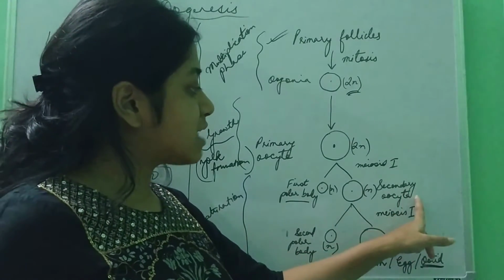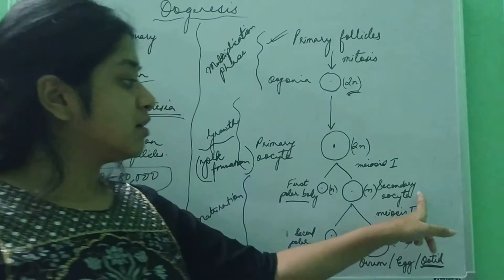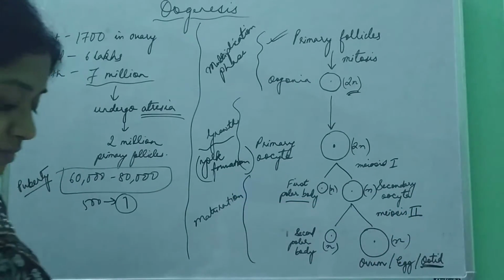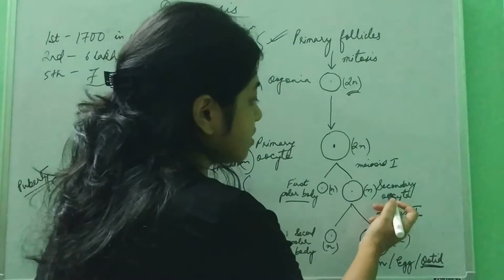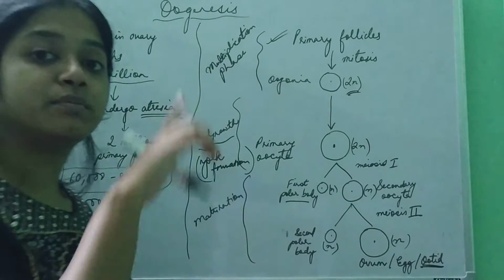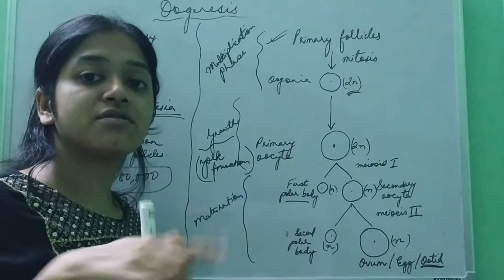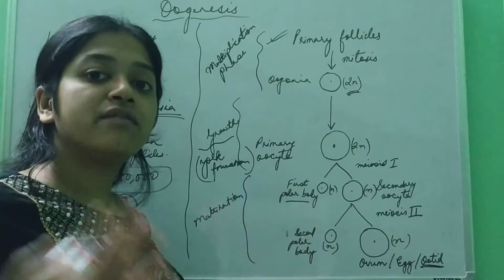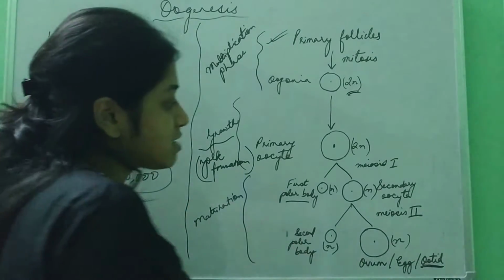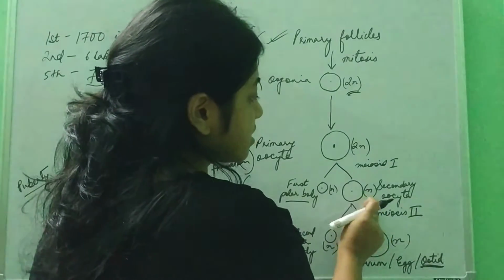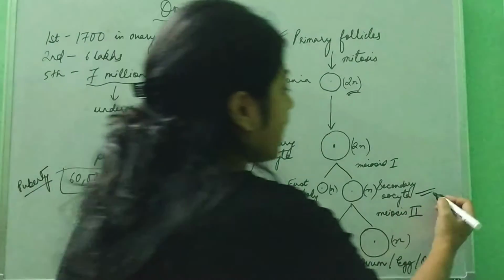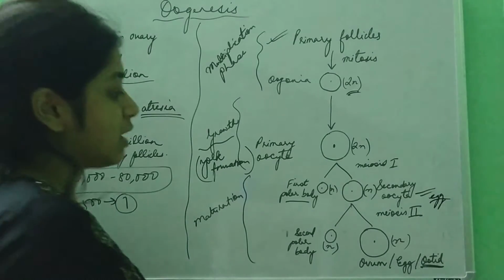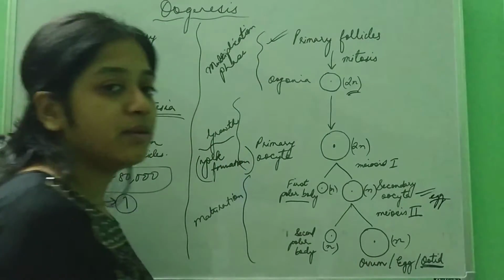The secondary oocyte is the one which is released during the stage. We have seen the picture of the structure inside the ovary before, where the Graafian follicle is formed. Then the secondary oocyte is released from there. From the secondary oocyte, the egg is released, so ultimately the ova will be formed.